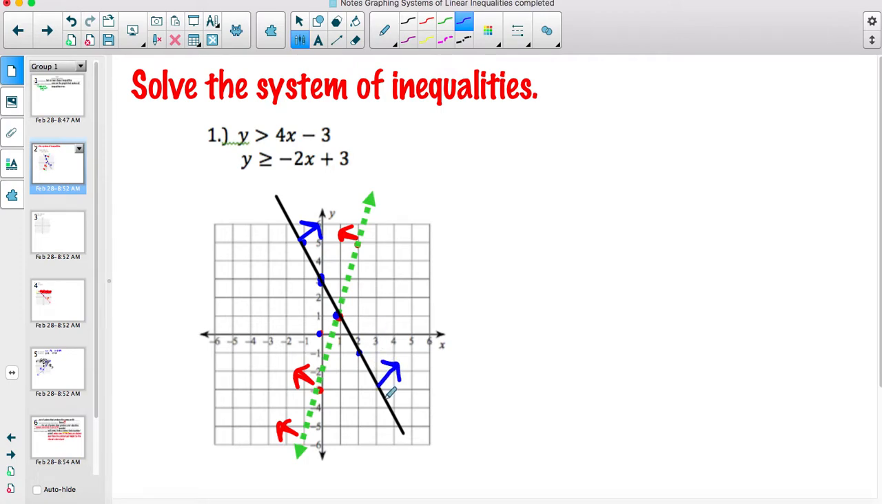And now this is a system. So I'm looking to see where the arrows are in common. And that is this region right here. And so that is your solution to your problem.